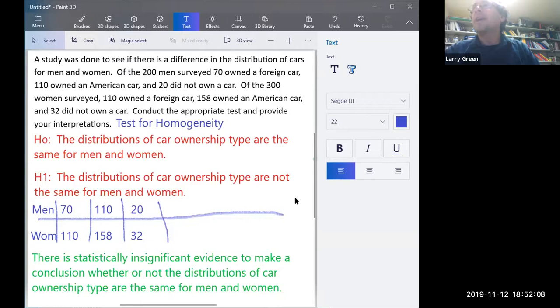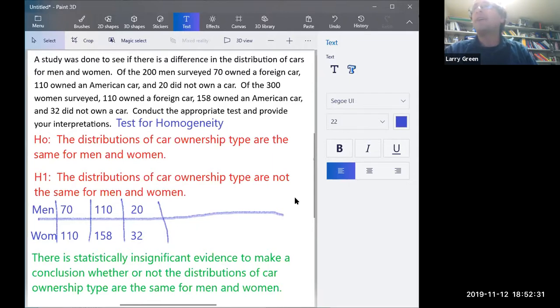Notice, again, this is another one that's a qualitative study, because you're asking, what kind of car do you have? I have a foreign car. I don't know what y'all have, but I have a foreign car. I have a Subaru, four-wheel drive, of course, because I live in Tahoe. Any questions on that?